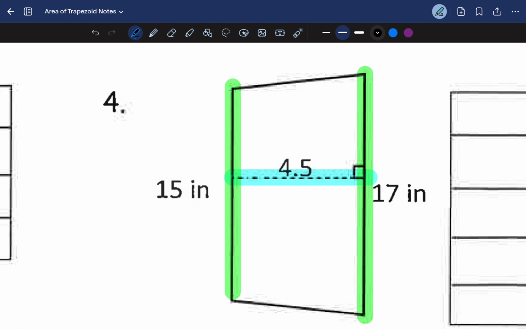And then again, I would just label. So I'm just going to say 15 is my base 1, 17 is my base 2, and then 4.5 would be my height. And then I would plug it in and solve.